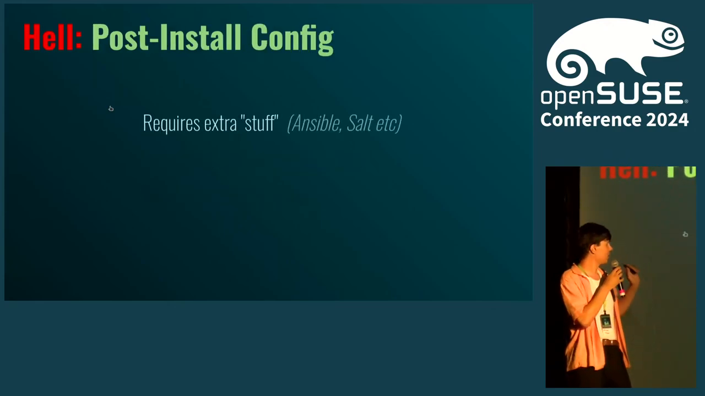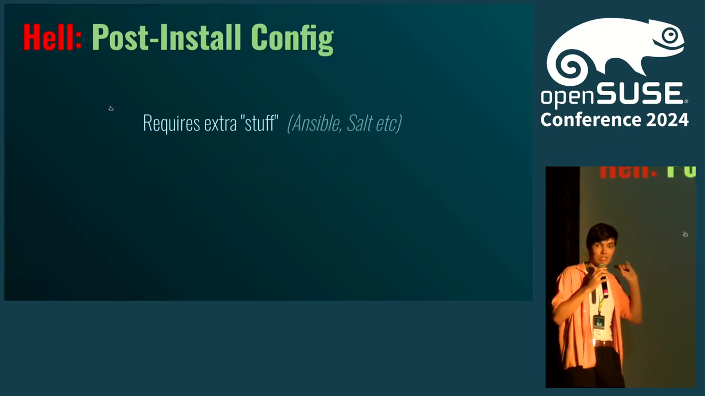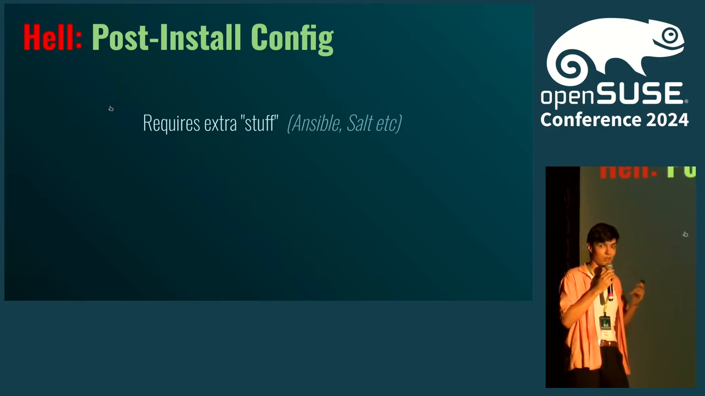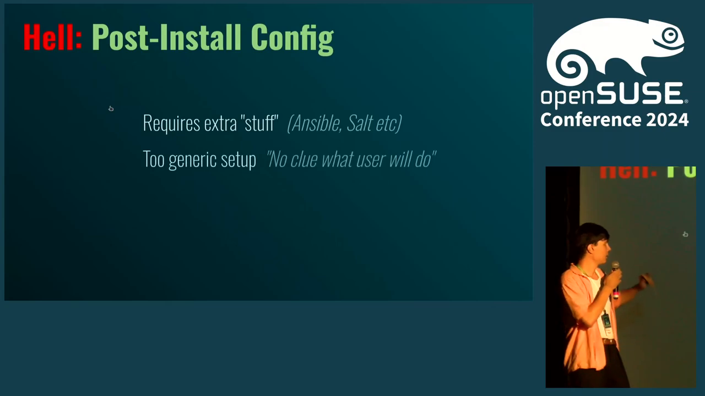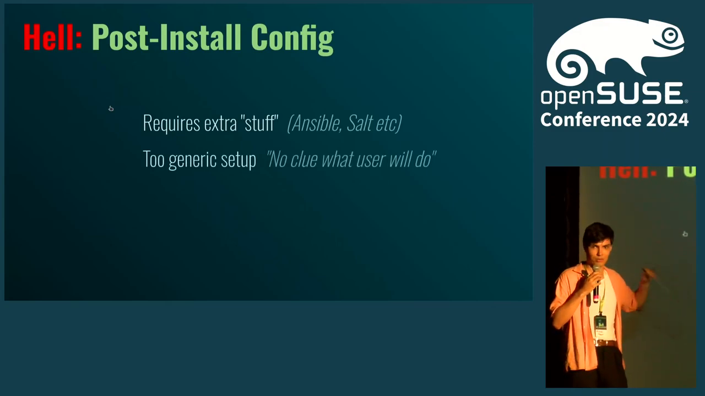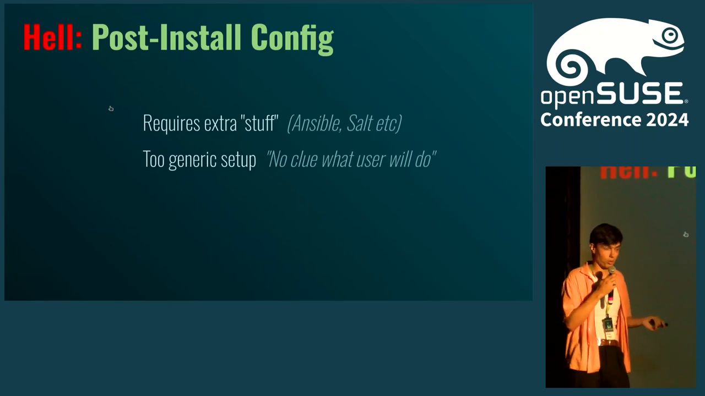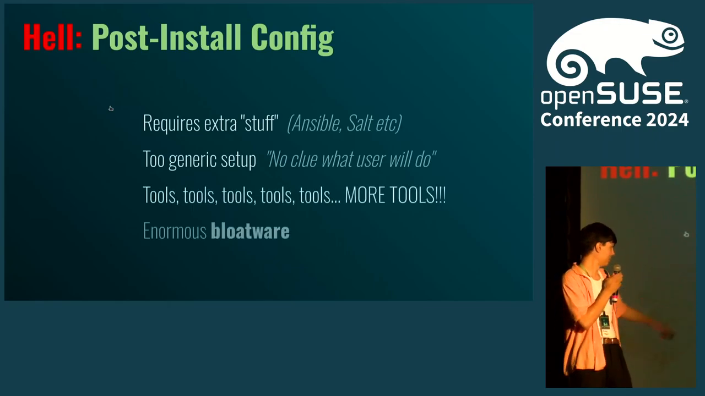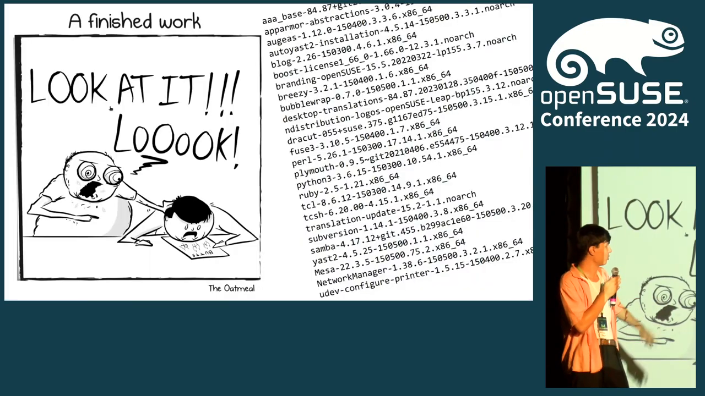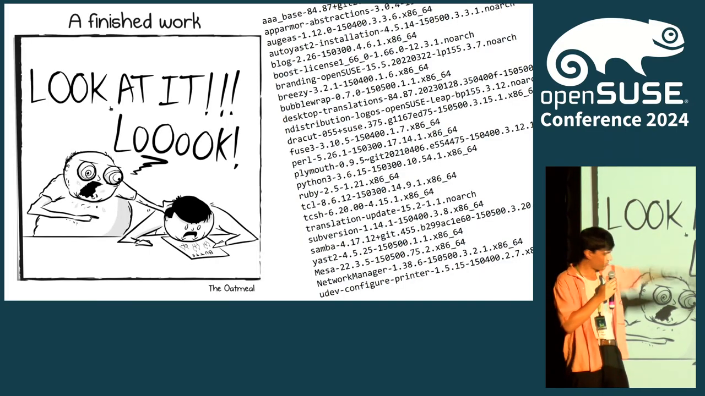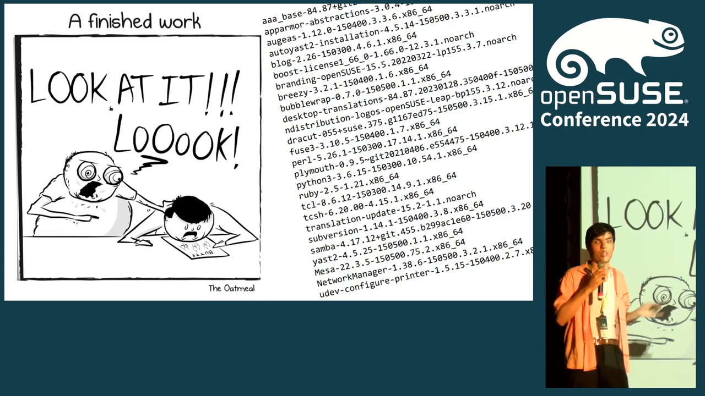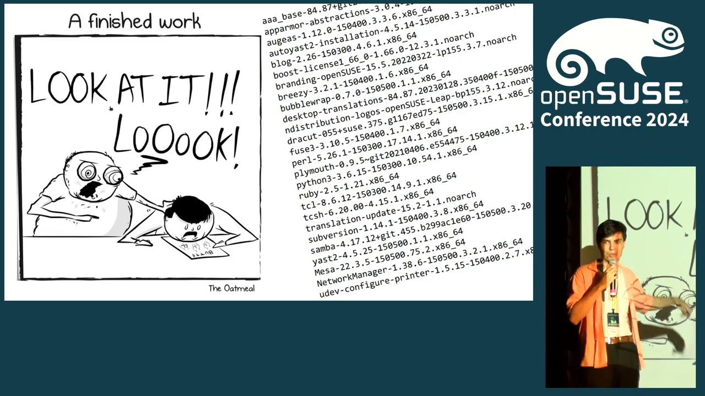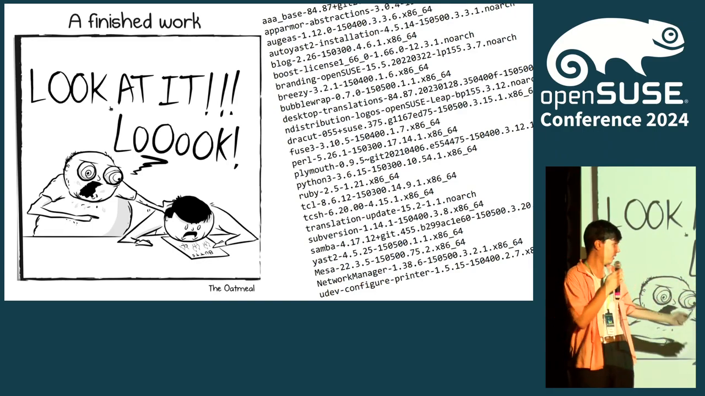And yeah, post-install configuration. Also, this means you need to install the utilities for the configuration. So you need Ansible, you need Salt, you need something, right? Again, this is not optimized for your specific setup because you want to configure something, you don't know. And this means tools and tools and tools and runtimes and more tools, and results in enormous bloatware. So you have like 50 packages on your system and you're not even doing what you're trying to do. That's just the setup to get the system to start doing anything.